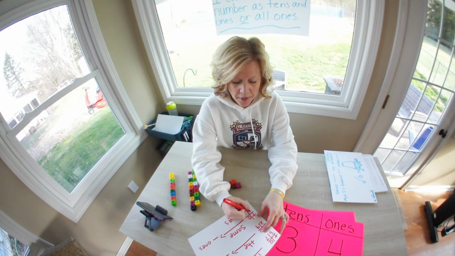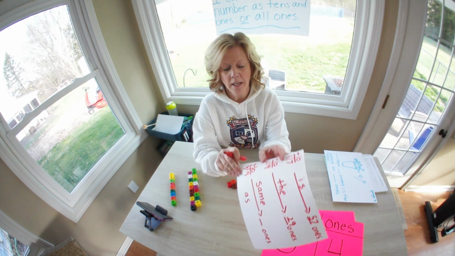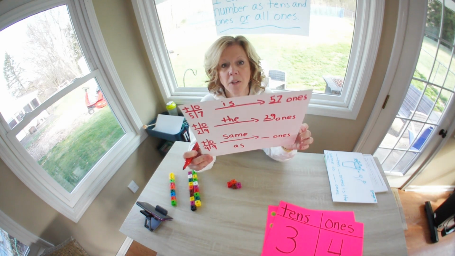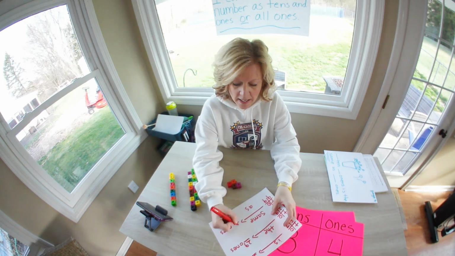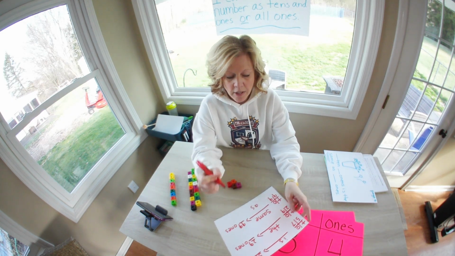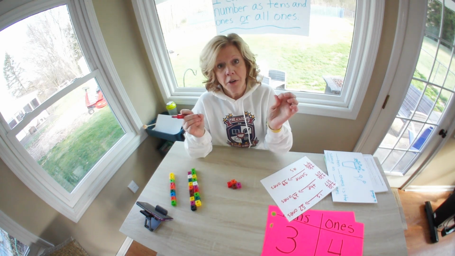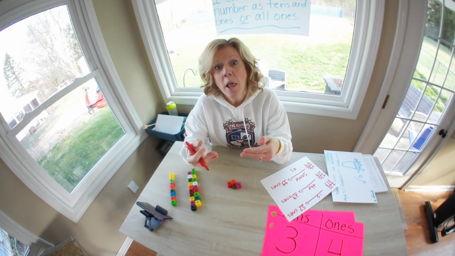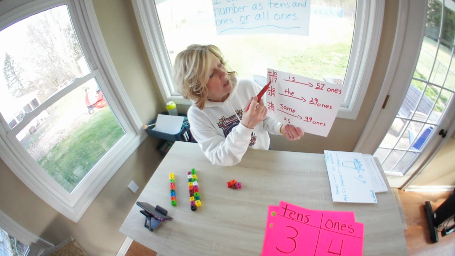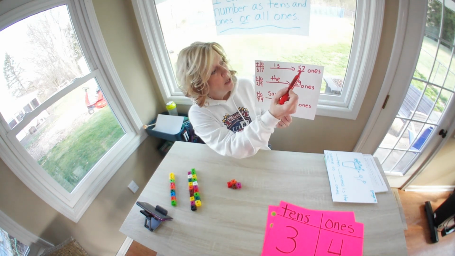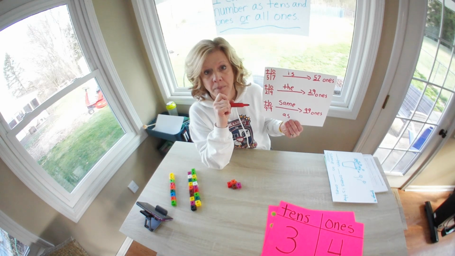And lastly, how about the number 99? That's right, 9 10s and 9 1s is the same as 99 ones. So I want you to think about that. Basically, you're keeping the number the same, the way it looks, as far as numerals goes. So if you look at the number, that kind of tells you how many ones it's going to be.